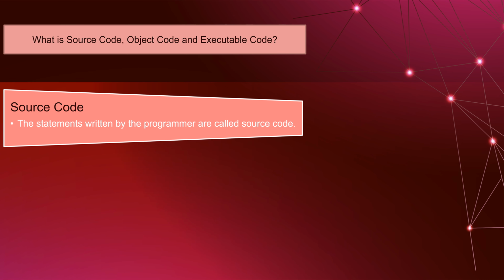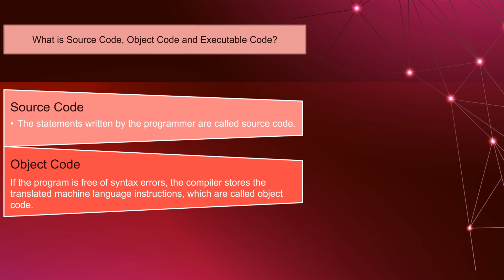During the next phase, the compiler steps through the preprocessed source code, translating each source code instruction into the appropriate machine language instructions. This process will uncover any syntax errors that may be in the program. Syntax errors are illegal use of keywords, operators, punctuation, and other language elements. If the program is free of syntax errors, the compiler stores the translated machine language instructions, which are called object code, in an object file.